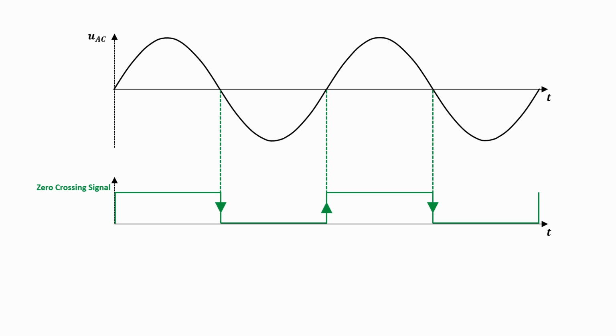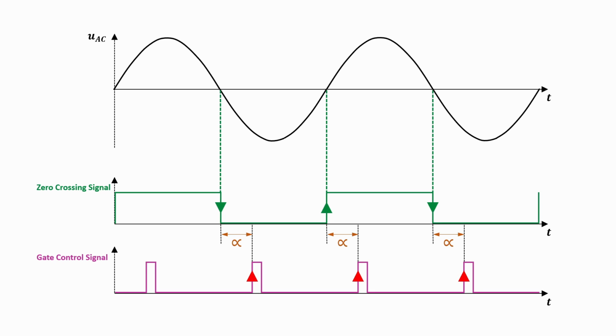We now just need to detect every rising and falling edge of the zero crossing signal, wait a certain amount of time defined by the desired alpha value, and then switch on the TRIAC with a short gate pulse, which will in the end, hopefully, result in the expected output voltage across the resistive load.